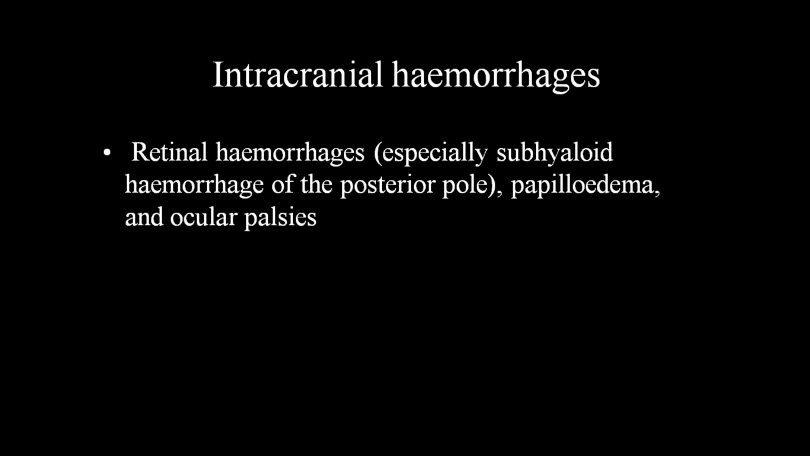How do they present? There can be retinal hemorrhages or subhyaloid hemorrhages in the posterior pole. There can be papilledema or ocular palsy. So these are common presentations, either the retinal hemorrhages, papilledema, or neuropathies. Which neuropathies? 3, 4, 6, depending on the location.